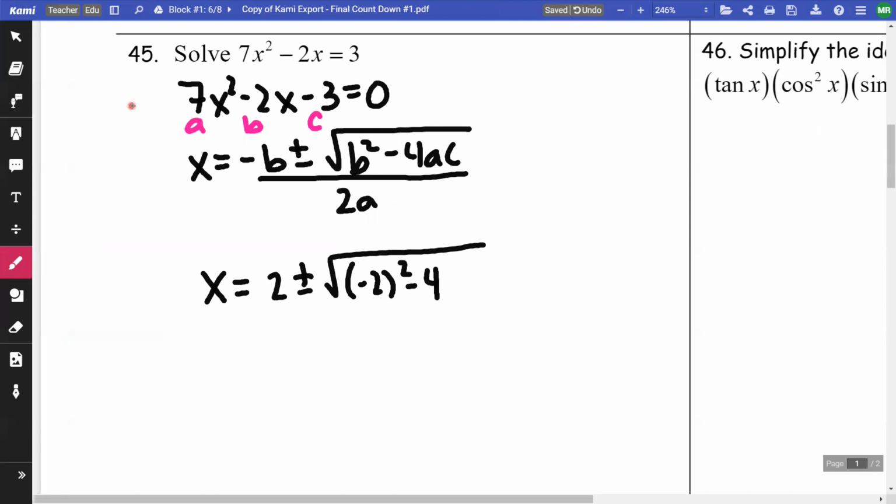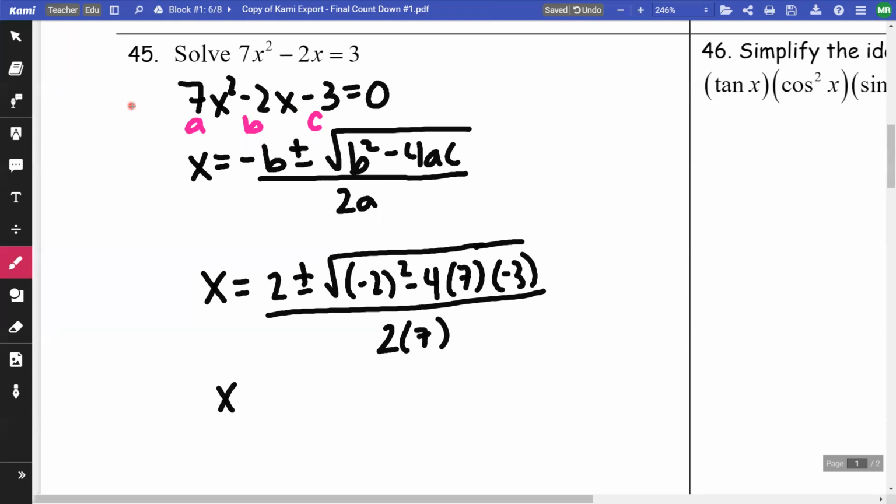so you get the right number answer. Minus 4 times a, which is 7, and c, which is a negative 3, all over 2 times my a, which is 7. Okay, so I'm going to get 2 plus or minus the square root.